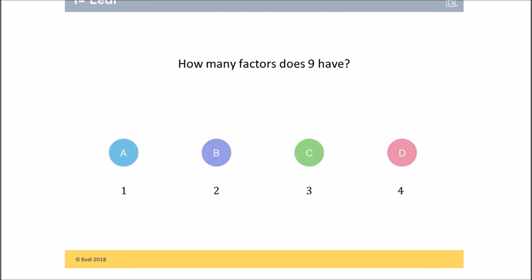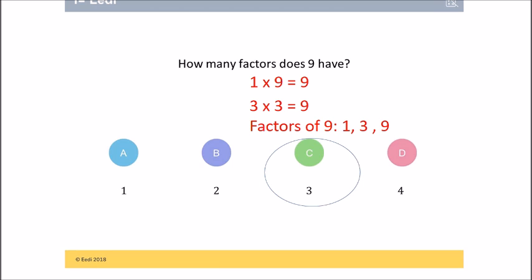So how many factors does 9 have? I know that 9 must have 3 factors, because the only ways you can make 9 is 1 times 9 to get 9, and 3 times 3 to make 9. So the factors of 9 would be 1, 3, and 9. 9 has 3 factors.